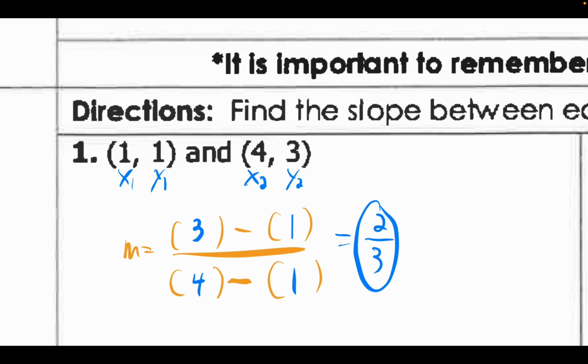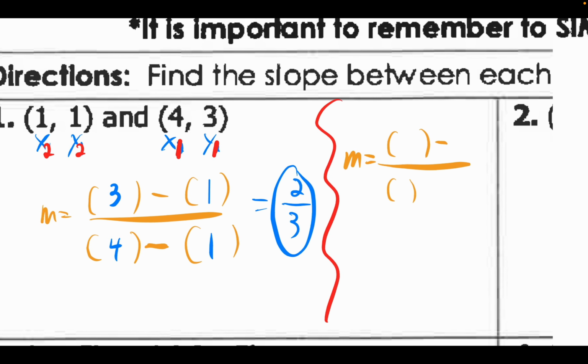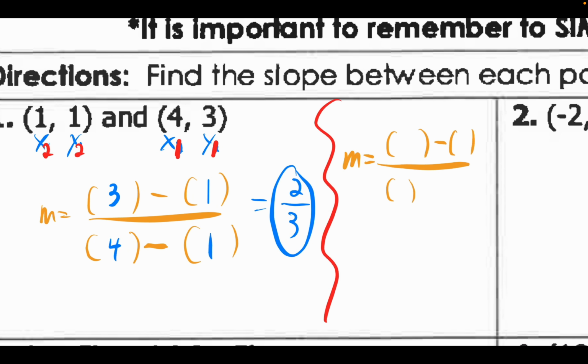Now, you might be wondering, Mr. Constable, what if I had switched these around and I called this one x2, y2, and the other one x1, y1? What would happen here? Well, that's a great question. Thank you for asking that. We'd still have our little structure as far as how we complete this and how we fill things in. And now, instead of 3 minus 1, it's 1 minus 3 on the top. And on the bottom, instead of 4 minus 1, it's 1 minus 4.